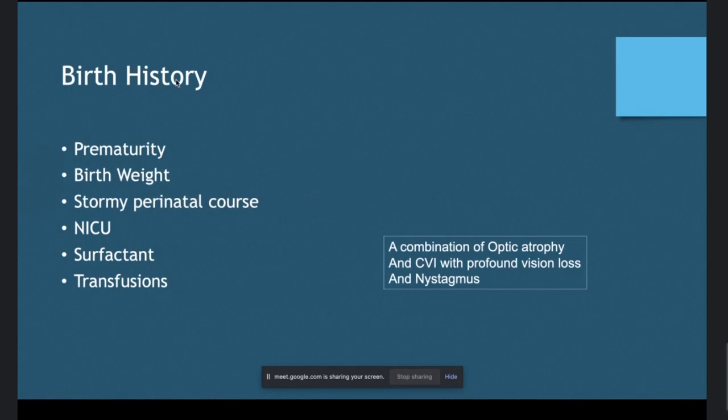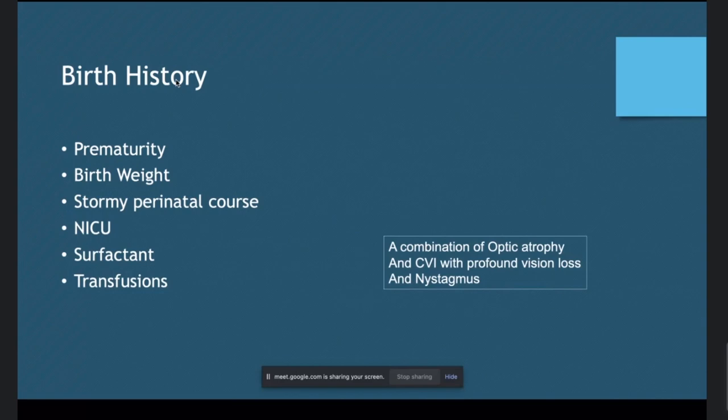Now, remember, we are talking of children with nystagmus. So birth history is very, very important. You want to find out if there is prematurity, low birth weight, stormy perinatal course, NICU admission, surfactant, transfusion, basically perinatal hypoxia and a sick child. A combination of optic injury and CVI with profound vision loss and nystagmus is very often seen in children with a stormy perinatal course. Okay.